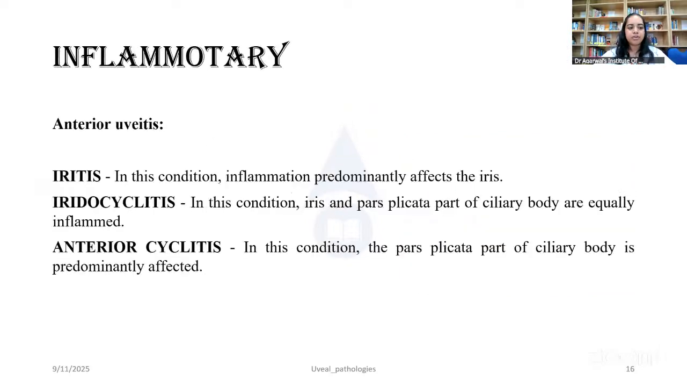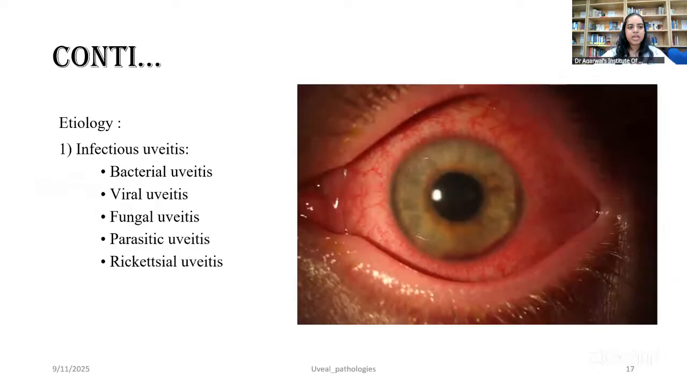Inflammatory: anterior uveitis. Iritis: in this condition, inflammation predominantly affects the iris. Iridocyclitis: in this condition, the iris and pars plicata, part of the ciliary body, are equally inflamed. Anterior cyclitis: in this condition, the pars plicata part of the ciliary body is predominantly affected.